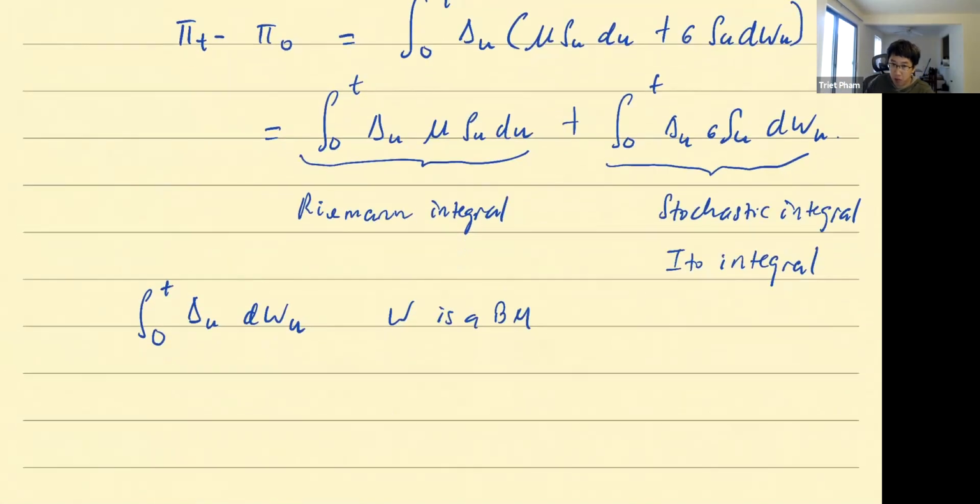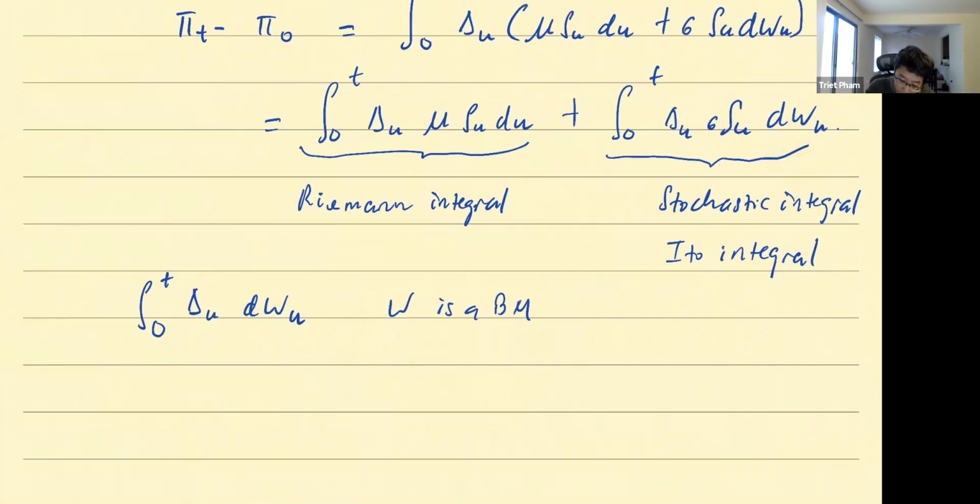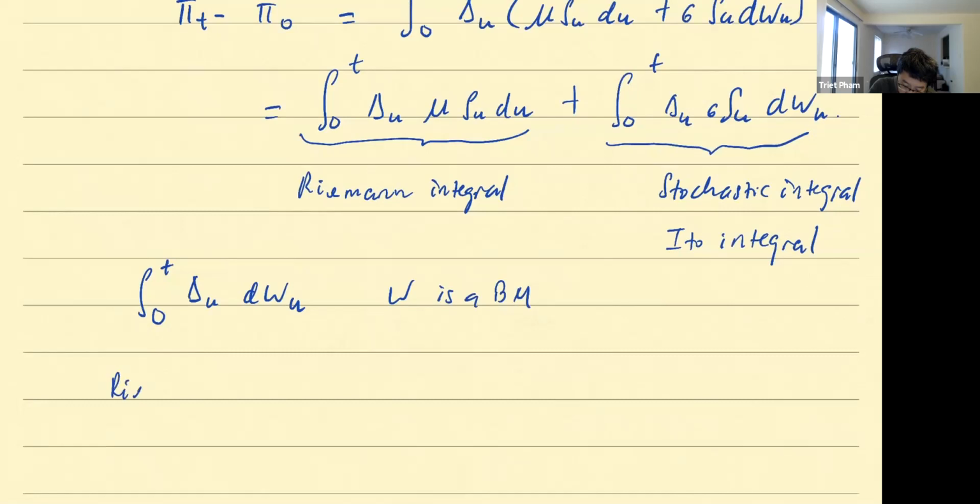Okay. So let me explain to you why this has to be isolated and has to be treated under a different framework. So let's remind you of what the Riemann integral is about. The Riemann integral is to make sense out of this expression.